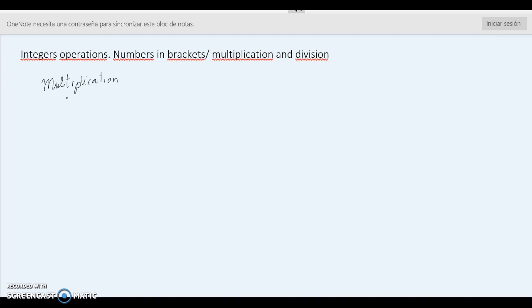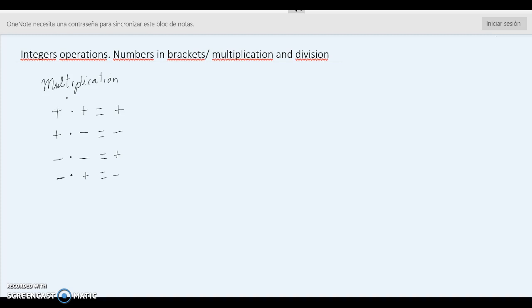In multiplications and divisions we have some rules. These rules are: when we multiply two positive numbers, this is the same as plus. You have plus a number times minus a number, it means minus. You have minus times minus, minus a number times minus a number, this is the same as plus. And finally, minus times plus is minus.